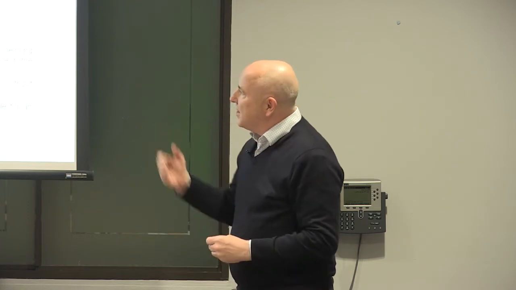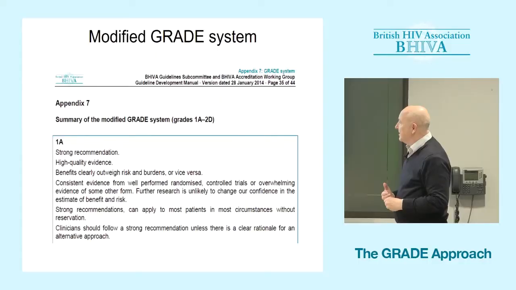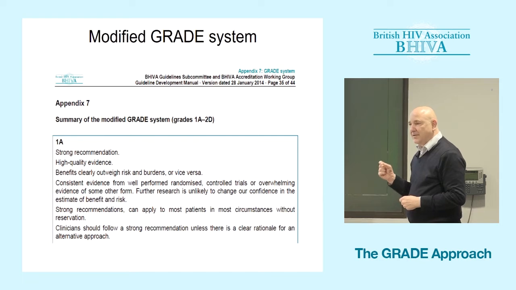So 1A is a strong recommendation. It's high quality evidence. Its benefits clearly outweigh risks and burdens, or vice versa. It consists of evidence from well-performed randomized controlled trials or overwhelming evidence of some other form. And I think this is very important here: further research is unlikely to change our confidence in the estimate of effect, or of benefit or risk.